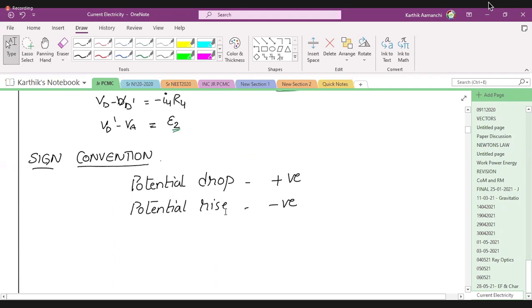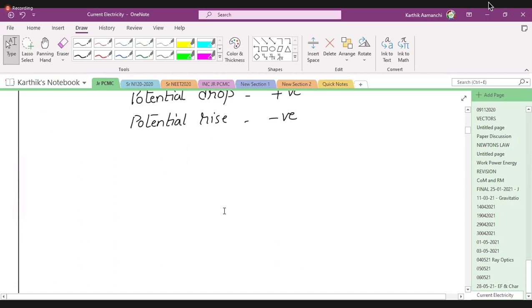The same concept of your junction law and your loop law can be used in the circuits of capacitors. Now you try to solve your capacitor problems, it will be very easy for you. Clear? Now let's see.